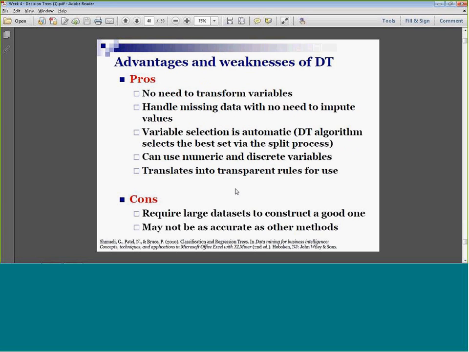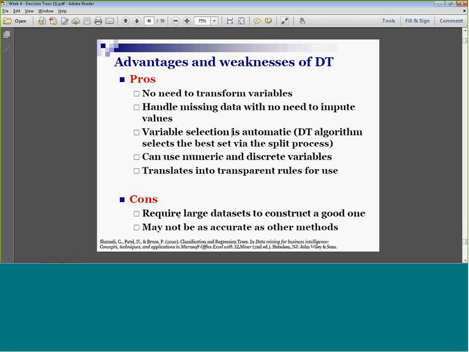Let's finish up by saying, what are the pros and advantages and weaknesses of decision trees? Well, first of all, I mentioned many of the pros. No need to transform variables. It can handle all kinds. You don't have to worry about missing values. The variable selection, and remember, this is a biggie. Variable selection is a biggie when it comes to regression and neural nets, especially neural nets. Regression has a little bit of help, but neural nets, not much. Here it is automatic. And, of course, it can use numeric and discrete values, and it translates into parent rules.